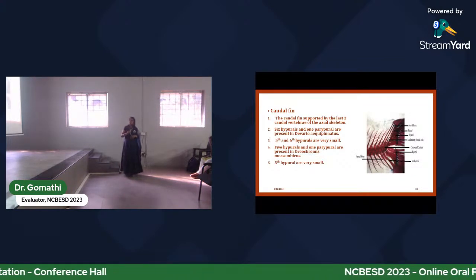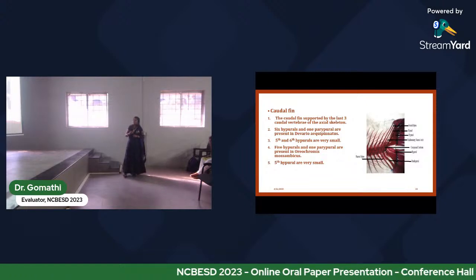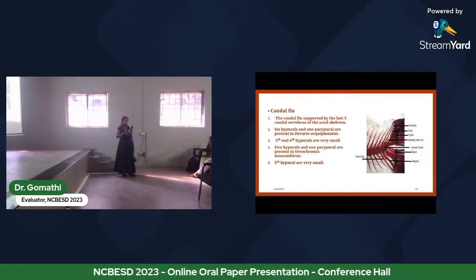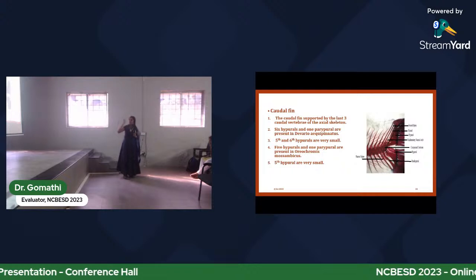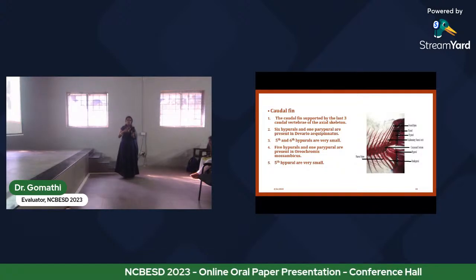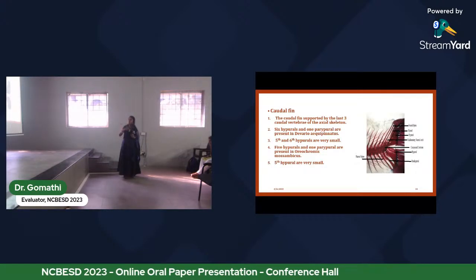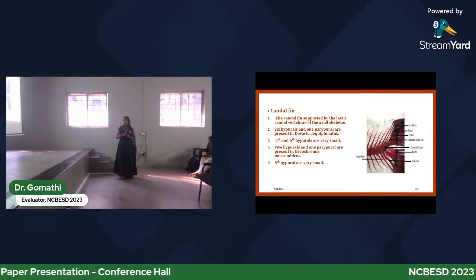Caudal fin. The caudal fin is supported by three caudal vertebrae in the axial skeleton. Basically, in fish, five to seven hypurals are present. In Devario, six hypurals and one parhypural are present, and the 5th and 6th hypurals are very small. In Oreochromis, five hypurals and one parhypural are present, and the 5th hypural is very small.